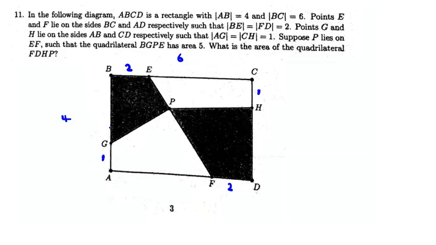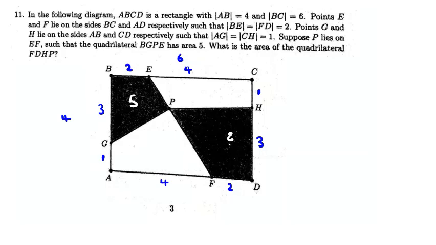So here you can say it is 4, so it is 3. It is also 3, so it is 6. It will be 4. Suppose P lies on EF, such that the quadrilateral BGPE has an area of 5. Let me write this. The area of this is 5. And what's the area of the quadrilateral FDHP?